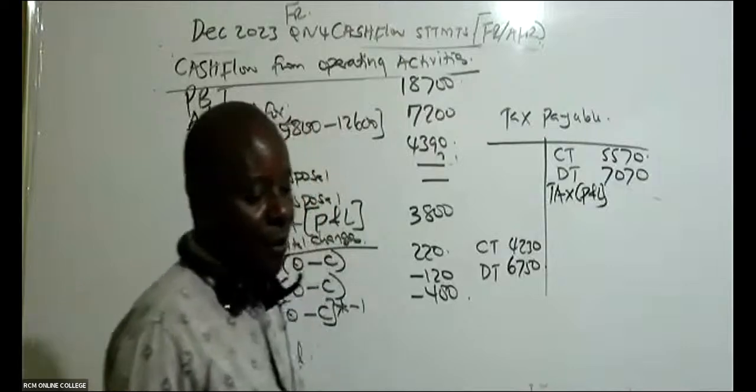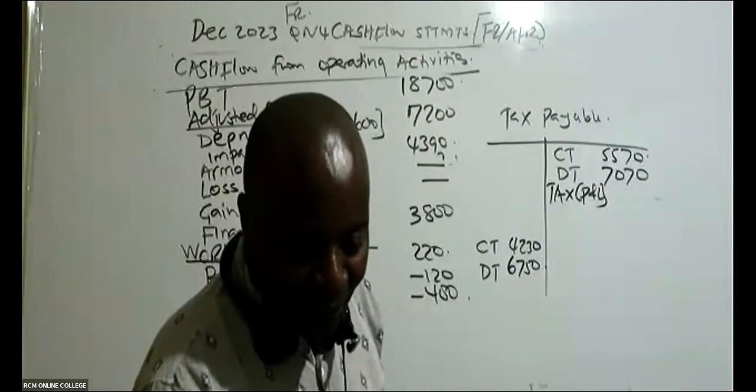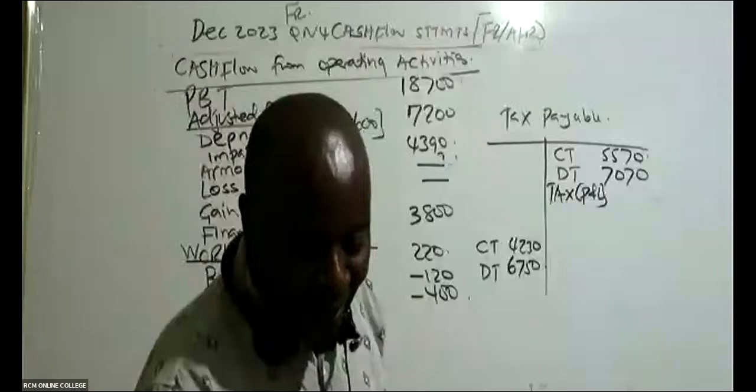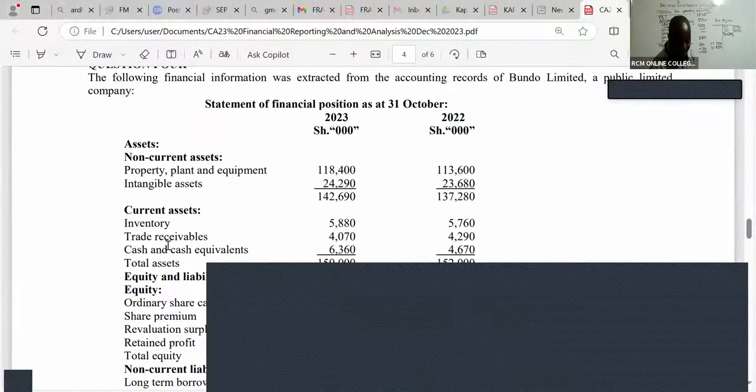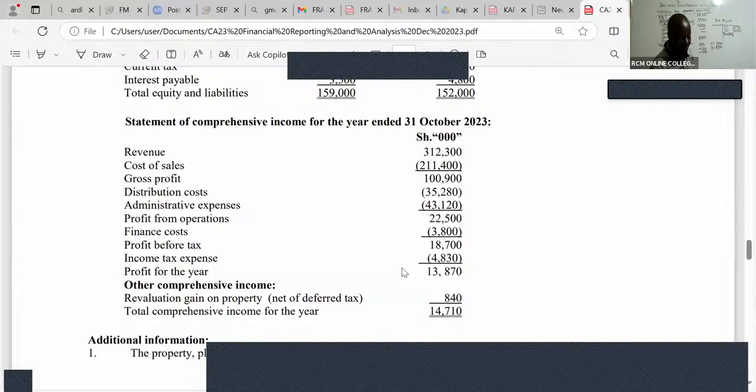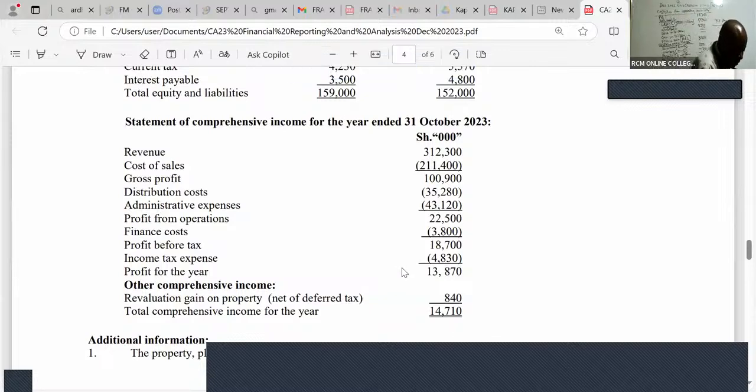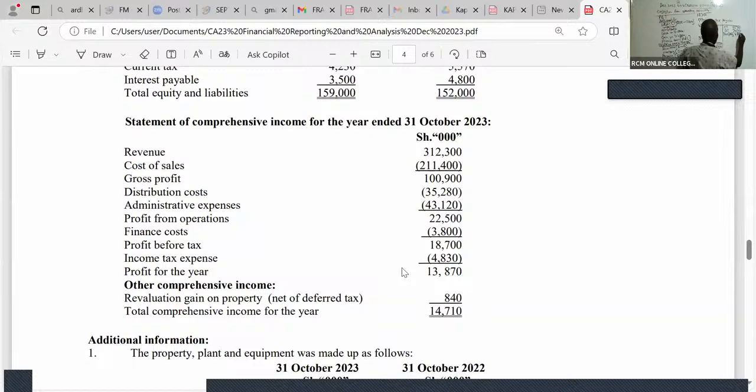Are you able to see the tax for the year in the question? Go to the P&L. Yes, you can see the income tax expense of 4830. And then there is something. Remember, we are mixing deferred tax and current tax in this account. Then you have to be very careful.